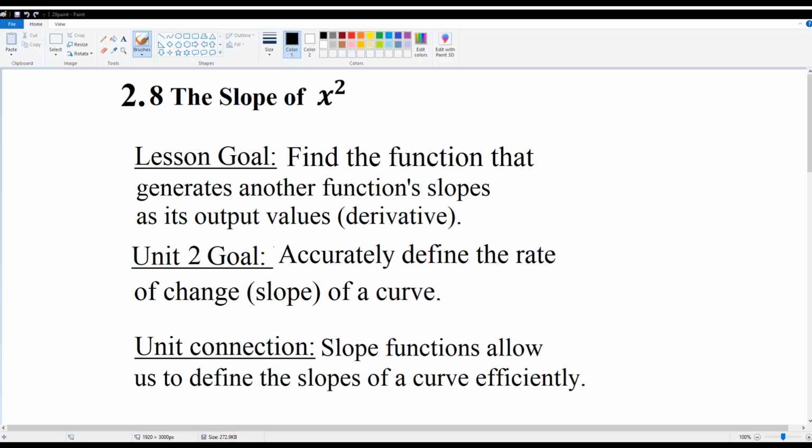For lesson 2.8, we are finally going to figure out the slope of a curve. Specifically for this lesson, just the slope of x squared, and then we're going to try to use our findings to sort of expand the concept outward and see if we can figure out the slopes of other curves. This is the other kind of half important part of Unit 2, so if we can figure this out, we've really got the whole idea of what we're looking for down here.